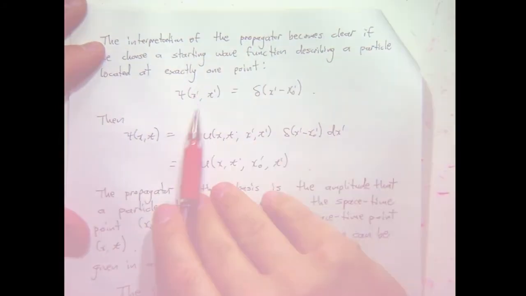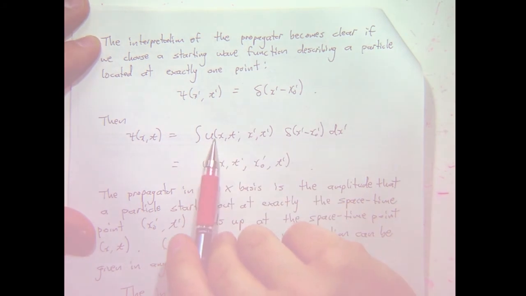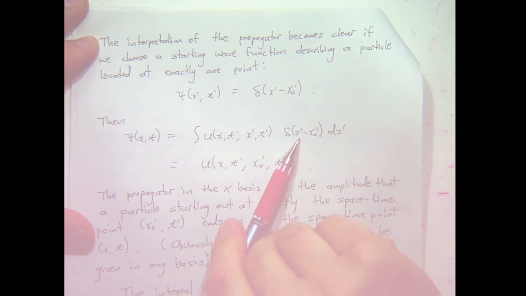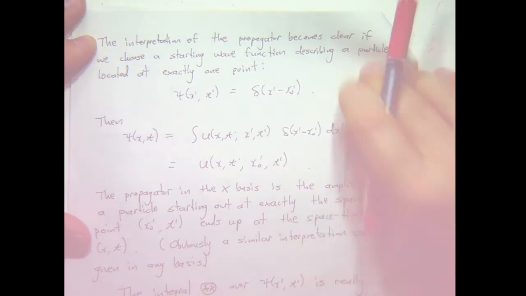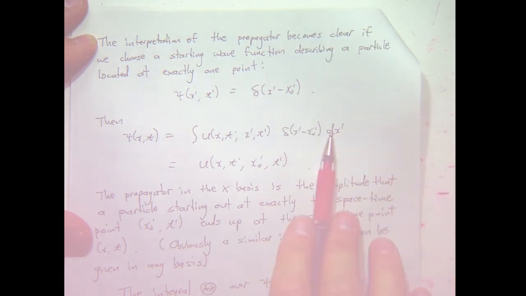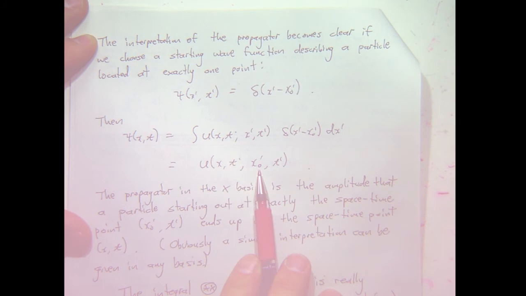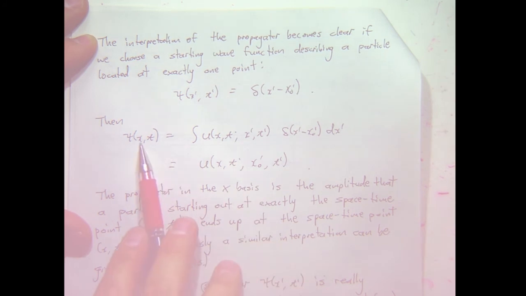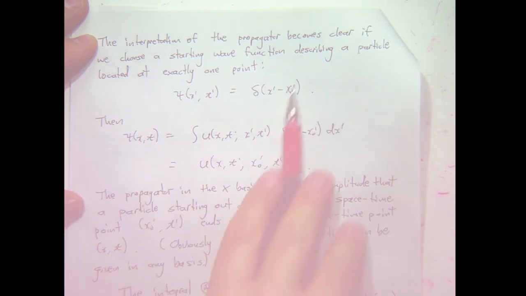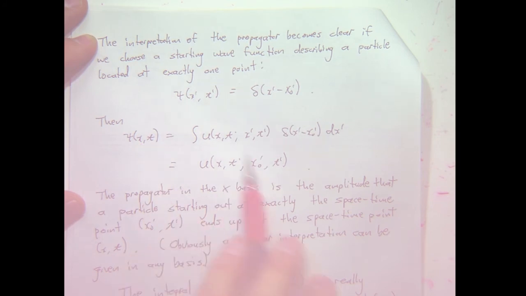But if you pick the initial wave function to be a delta function, then the integral of the propagator with the delta function just picks out the particular point where the delta function is located, x naught prime, as x prime ranges over all initial positions. So the amplitude of the wave function at the space-time point x, t, given that the initial wave function was a delta function, is just equal to the propagator.